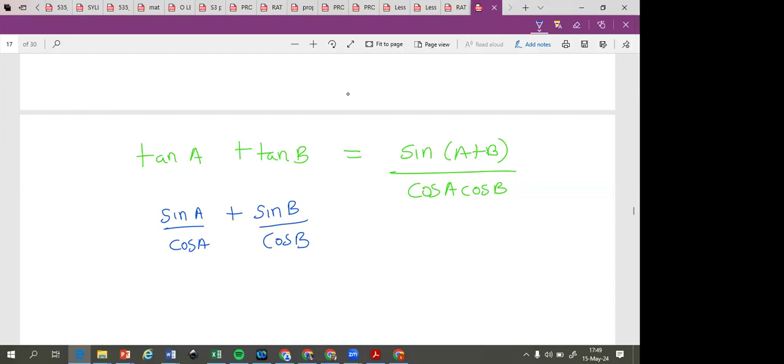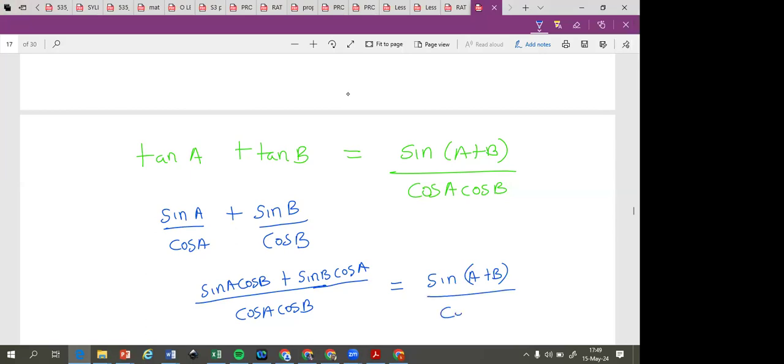Okay, thank you, Innocent. So we are going to multiply through by the LCM, which is cos A cos B. After multiplying through by the LCM, we get sine A cos B plus sine B cos A. But if you look at the numerator, it came from an expansion, which is sine of A plus B, out of cos A cos B. Okay, that is very good. Thank you.